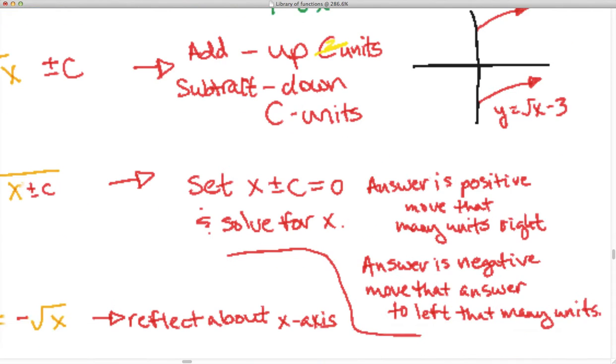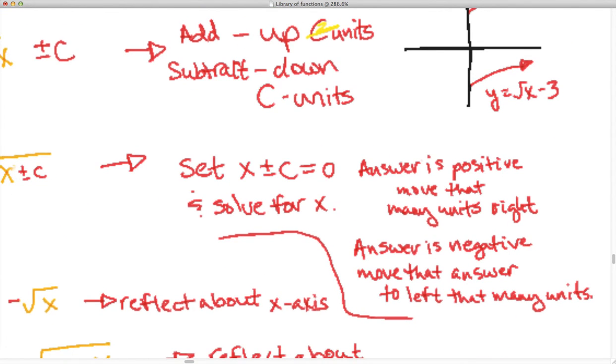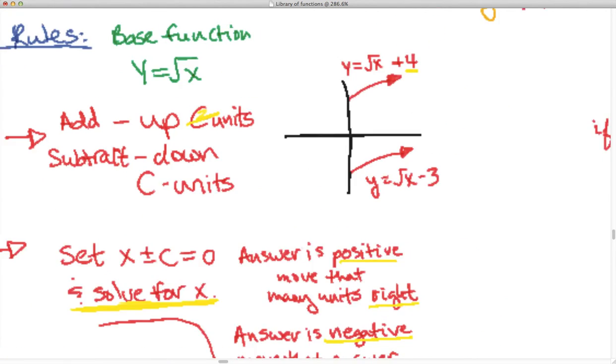Okay. Now, if it's inside the parentheses, what I tell people is don't just use the opposite rule. A lot of people have used the opposite rule, and it works most of the time, but doesn't whenever the coefficient of x is -1. So what I do is tell people solve for x, set it equal to 0, solve for x, and if your answer is positive, move that many units to the right. If your answer is negative, move that many units to the left. Okay?